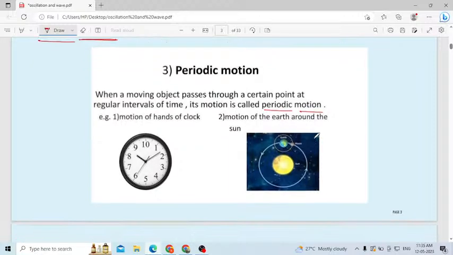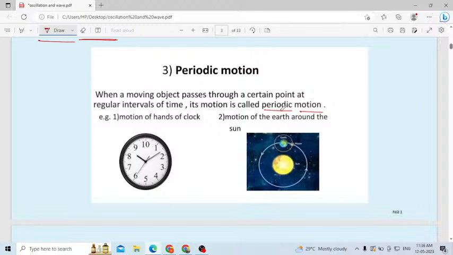Okay, the motion of the hands of a clock. Here you can see the minute hand, second hand and hour hand. All these three move in a circular path, and at equal intervals of time they continuously change position periodically. You can see the movement of the minute hand, hour hand and second hand. At equal intervals of time, the positions of all three hands continuously change. Therefore, the motion of the hands of a clock is also a very important example of periodic motion.